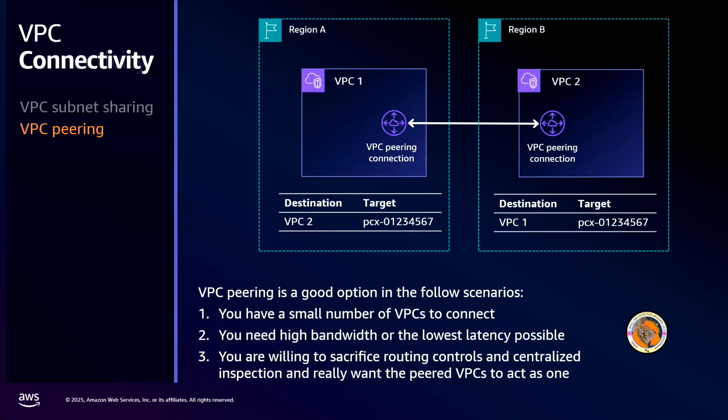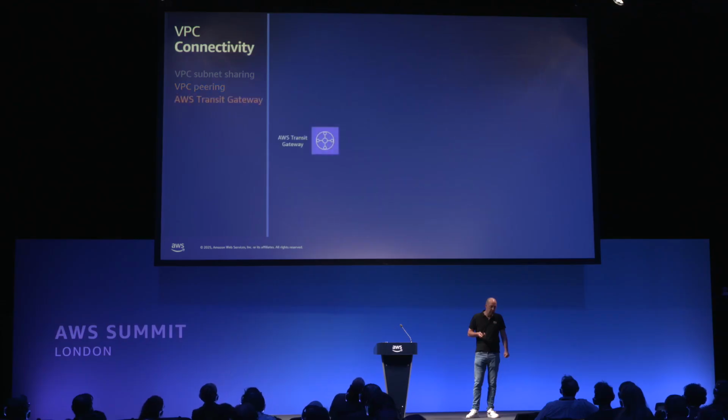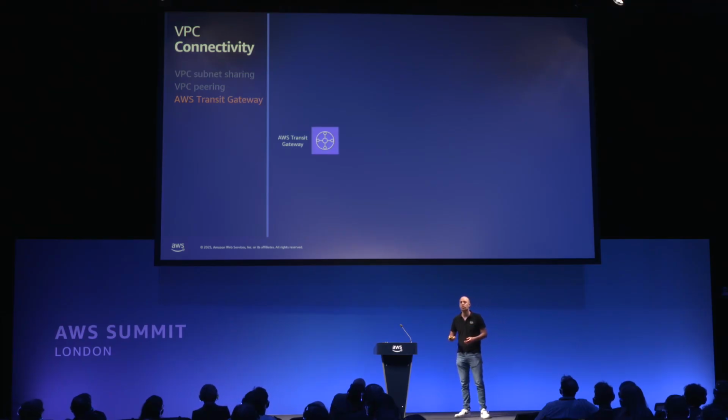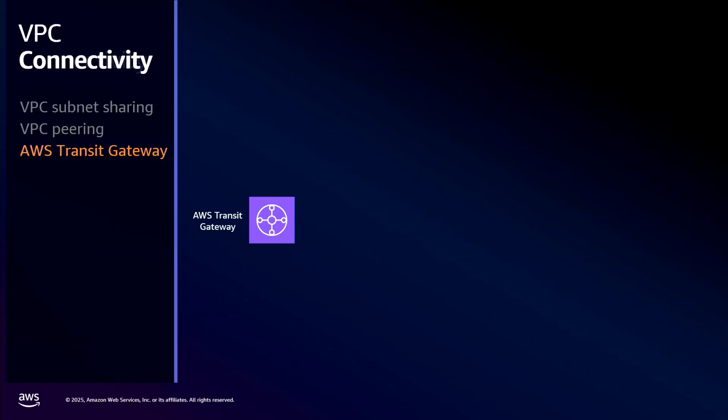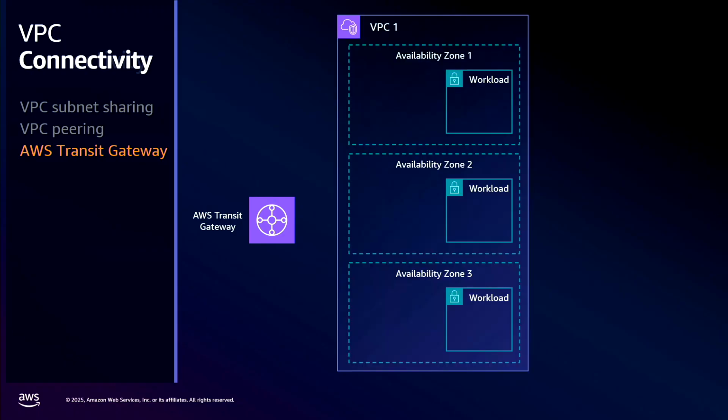Another way to connect VPCs together is with the transit gateway. Transit gateway is our cloud router, so it's highly scalable and highly available under the hood. If you have one VPC that spans maybe multiple availability zones, as you can see here, what you can do is attach this VPC to the transit gateway.